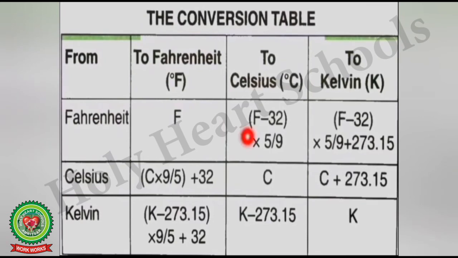Suppose you want to convert temperature from Fahrenheit to degree Celsius, then you will use this formula, that is F minus 32 multiplied by 5 divided by 9. And if you want to convert temperature from Fahrenheit to Kelvin, then you will use this formula. Similarly, if you want to convert temperature from Celsius to Fahrenheit, then this formula will be used. And if you want to convert it from Celsius to Kelvin, then this is the formula. Similarly, in order to convert temperature from Kelvin into degree Fahrenheit and from Kelvin into degree Celsius, both formulae are provided in this conversion table.